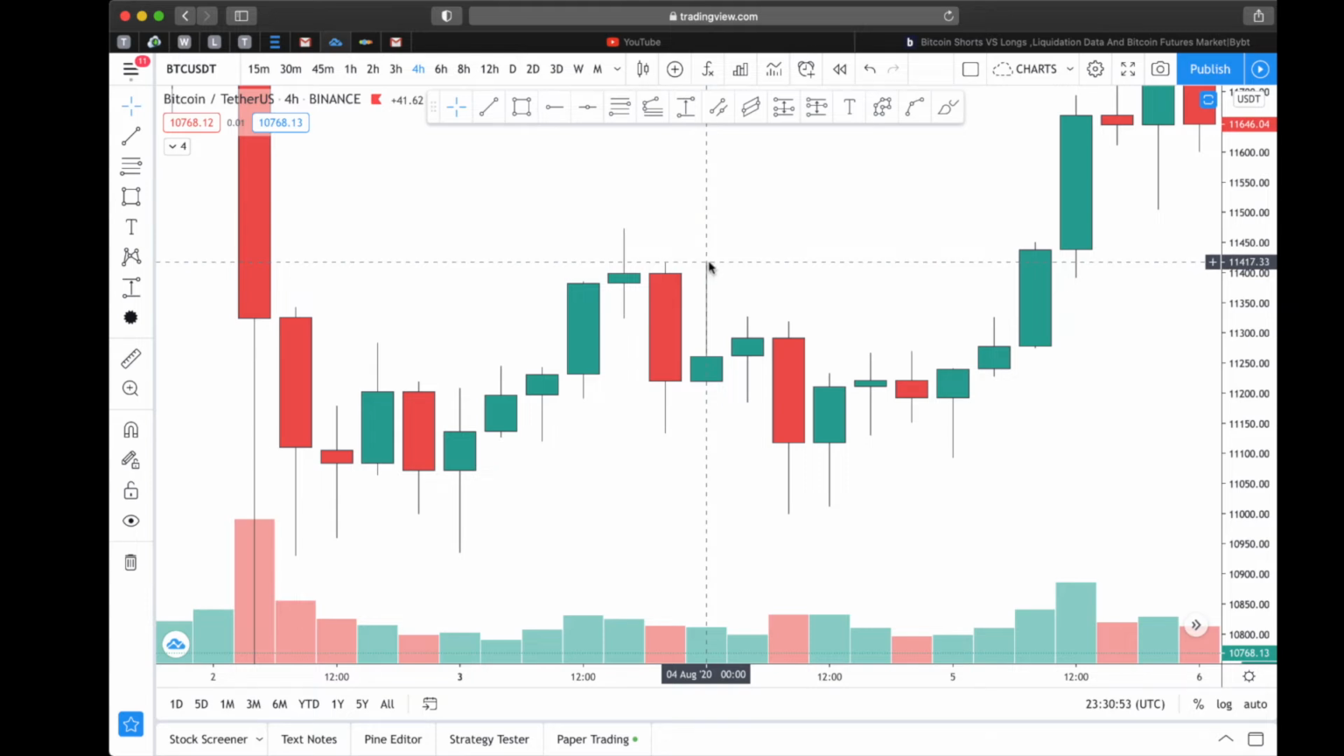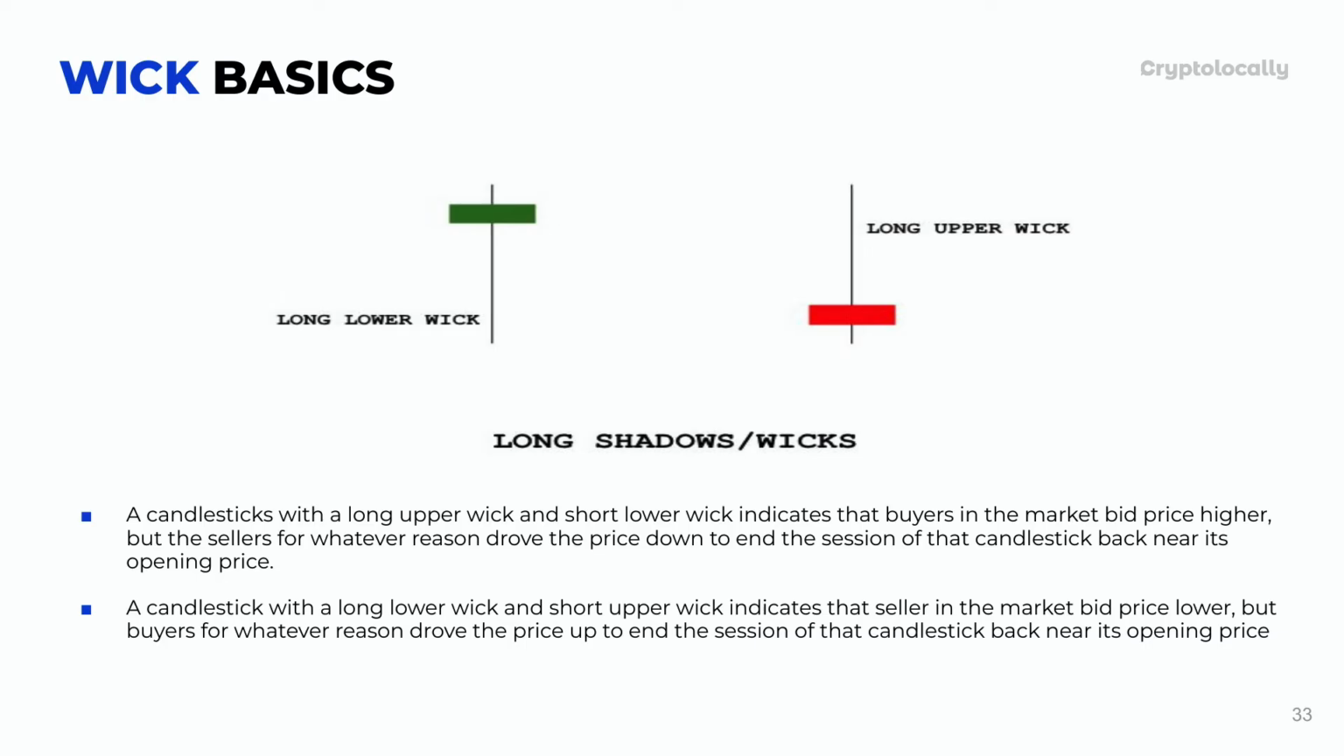Then sellers started driving the price down. There was a huge sell-off in the market, so they drove the price down back to this level, which was the closing price of that trading session. So the price opened here, closed here, but went as high as this. This basically shows the activities of the sellers in the market. So when you see a long wick, it means there are so many sellers at that point in time, more sellers than buyers. That's basically what it means.